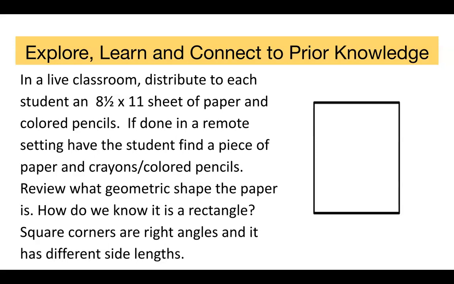It's a rectangle, right? How do we know it's a rectangle? Well, because a sheet of paper has right angles here. It also has 8.5 on this side, 8.5 on this side, and then 11 on these sides. All right, so that is how we identify a rectangle.